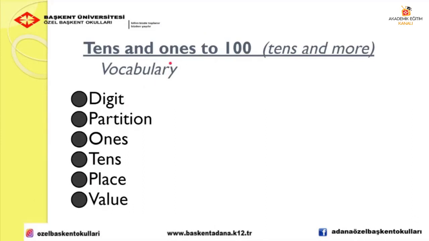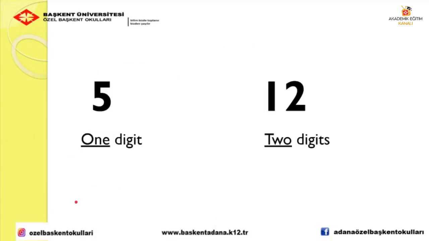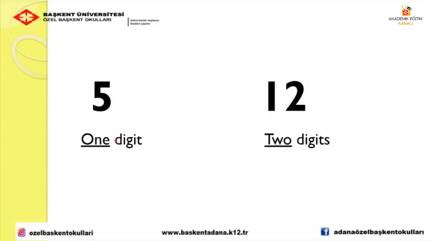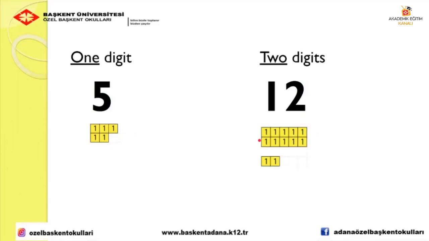In this topic, the words to remember are digit, partition, ones, tens, place, and value. Look at these two numbers, 5 and 12. 5 is a one-digit number, but 12 needs two digits to be written. This is because when we count to 12, 1, 2, 3, 4, 5, 6, 7, 8, 9, 10, 11, 12, we count 10 and 2 more. 12 is a two-digit number, but 5 is a one-digit number.